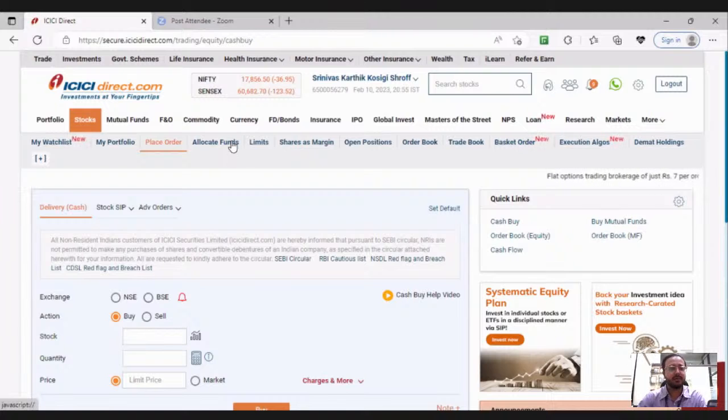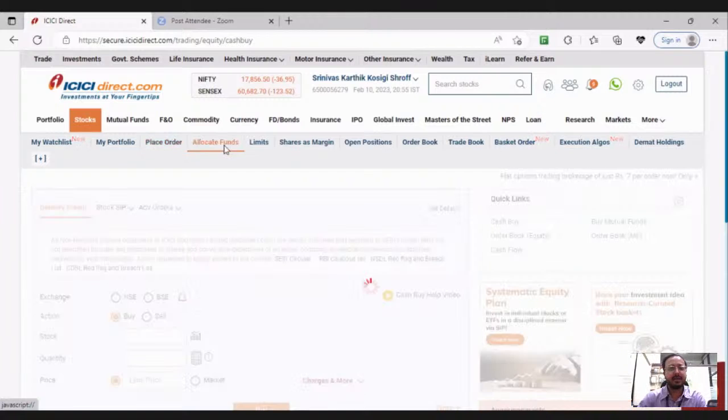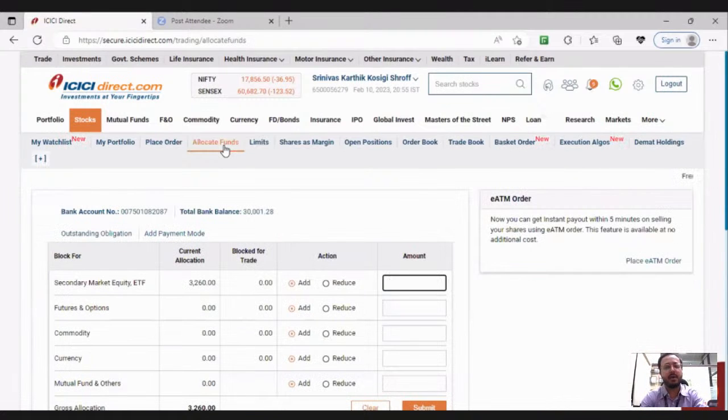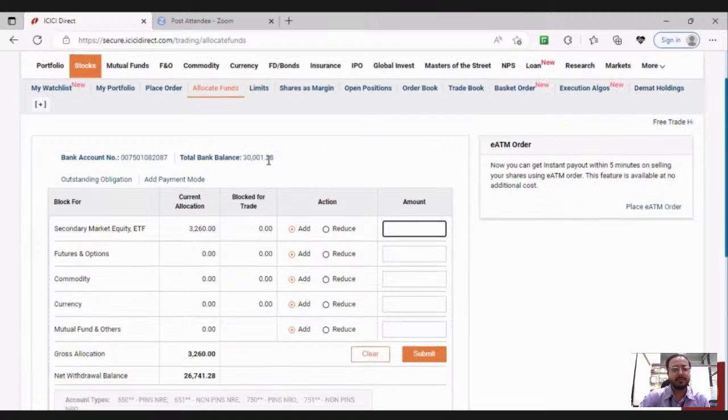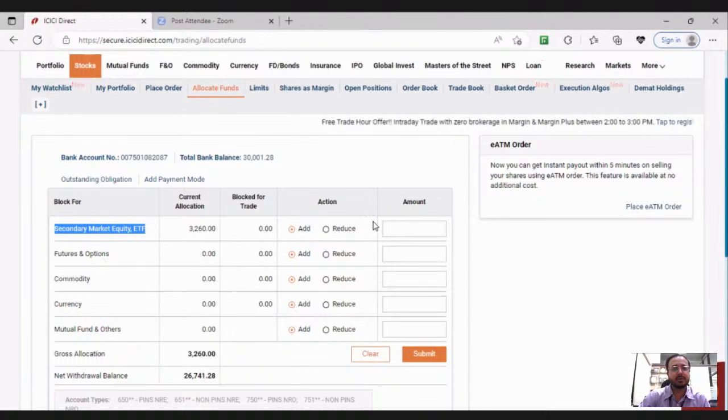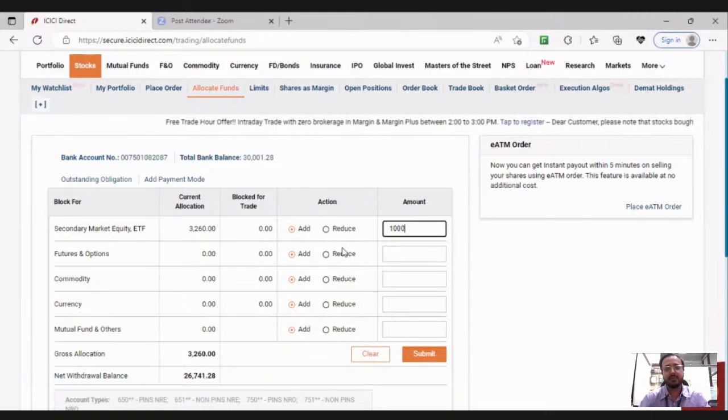So for equity markets, secondary market equity and ETFs, you can click on add, mention the amount that you wish to allocate, and press submit, right? So your funds actually moved from your savings account into your trading account. So I have a trading account allocation of 4260. I can also decide to move it back into my bank account with one click.